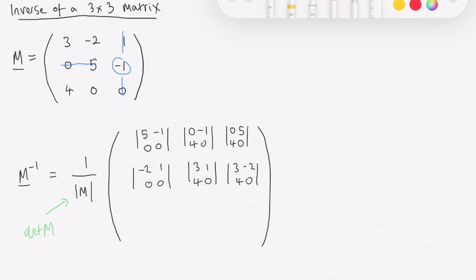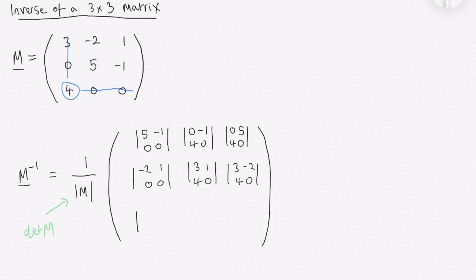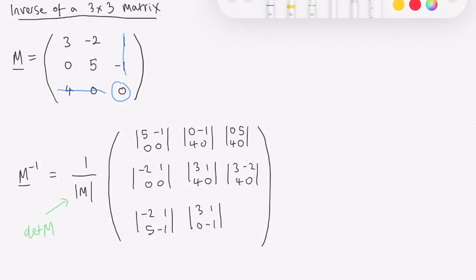And then finally we do the same thing for the bottom row of the matrix. So for the element 4, we have the 2 by 2 determinant minus 2, 1, 5, minus 1. For the element 0, we have the 2 by 2 determinant 3, 1, 0, negative 1. And then finally, for the element 0 in the bottom right, we have the 2 by 2 determinant 3, minus 2, 0, 5.